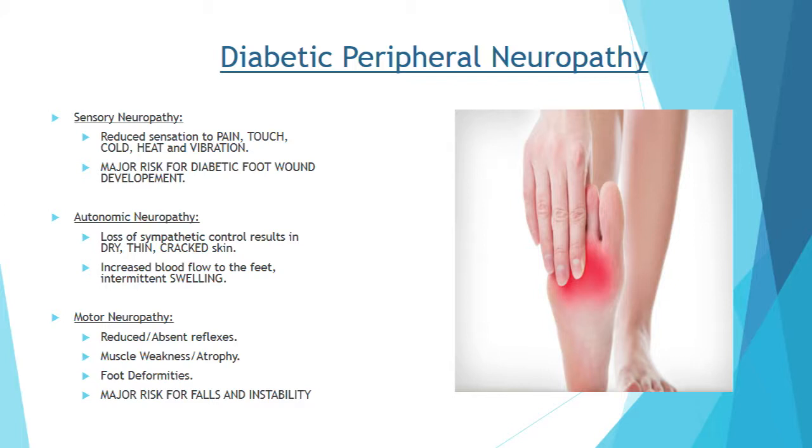Autonomic neuropathy. Think about the things that automatically happen that you don't have to think about. When you lose sympathetic control, it results in dry, thin, cracked skin, increased blood flow to the feet, and intermittent swelling. And then lastly, motor neuropathy: reduced or absent reflexes, muscle weakness or atrophy, foot deformities, hammertoes, bunions, flat feet, Charcot, are all things that can happen with motor neuropathy, and it's also a major risk for falls and instability, particularly if you can't feel your feet and you have a foot deformity. You're at a much, much higher risk for falling than individuals that don't have those problems.